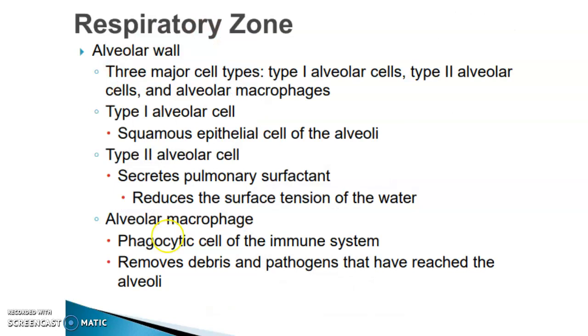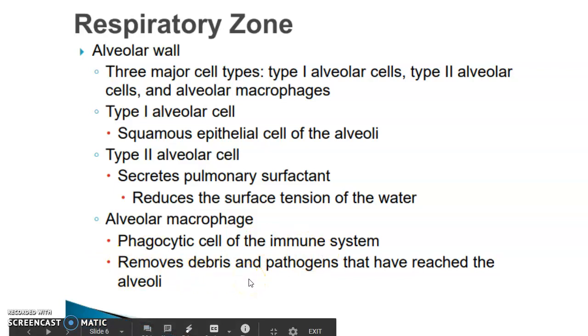So just to kind of recap what I just said, we have our type 1 alveolar cells. It's a squamous epithelial cell, very porous. Things can pass through it, such as gases. You have our type 2 alveolar cell. It secretes pulmonary surfactant, and like I said, it reduces the surface tension of the water. And then these are technically called alveolar macrophages, but really they're just phagocytes. They live in the immune system, and their whole job is to remove debris and pathogens that have come into the alveoli, but they can pretty much be anywhere in the body.